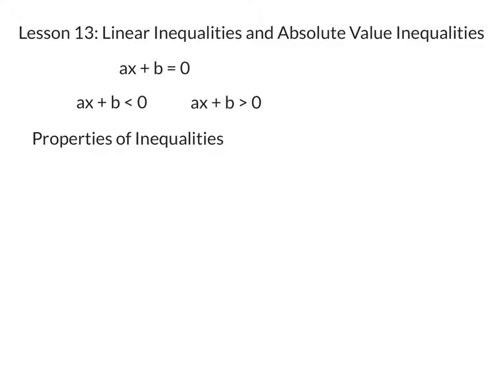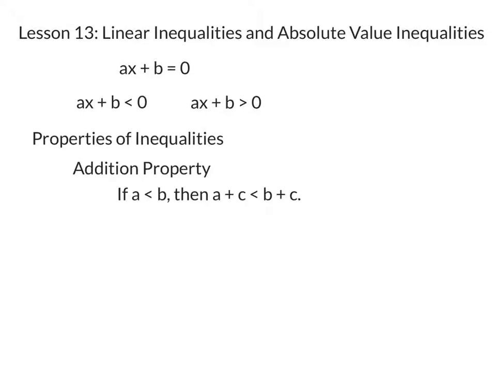So if we're going to talk about linear inequalities, we must start by listing some properties of inequalities. Now, the first of these properties is the addition property, and this takes two forms. The first states that if a is less than b, then a plus c is less than b plus c. Now, even though this is referred to as the addition property, the second version deals with subtraction. It says that if a is less than b, then a minus c is less than b minus c.